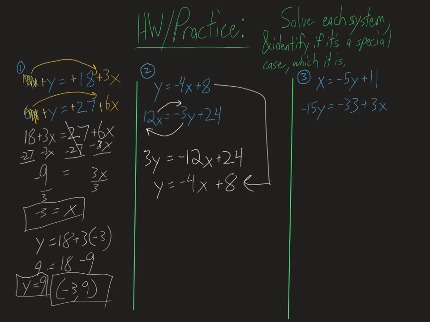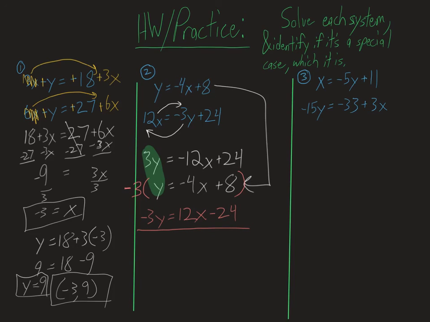So I'm going to look at the 2 and say, if I want to make opposite pairs of the y's, I'm going to multiply that bottom equation by 3. And I want them to be negatives, so I'm going to use negative 3. So I'm going to get negative 3y, positive 12x, and minus 24. And now I'm going to be combining this top equation and this one that I just rewrote using that multiple.